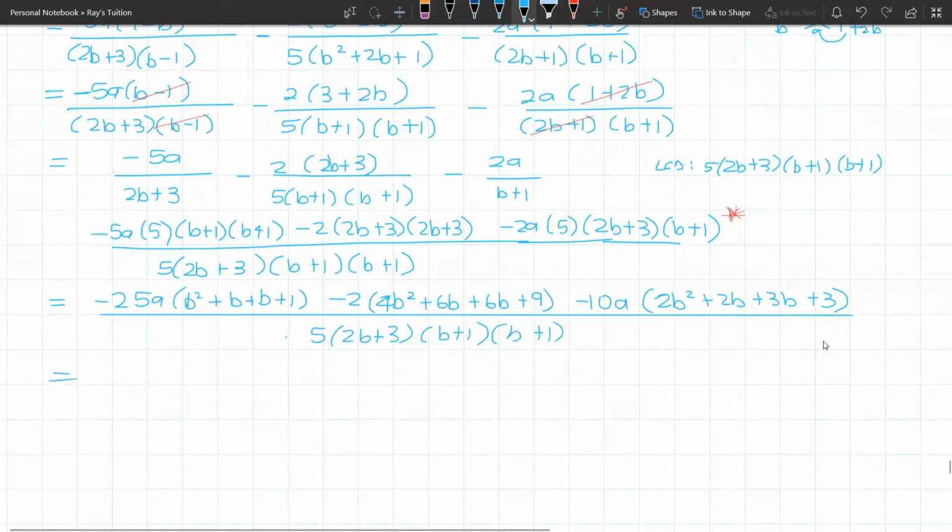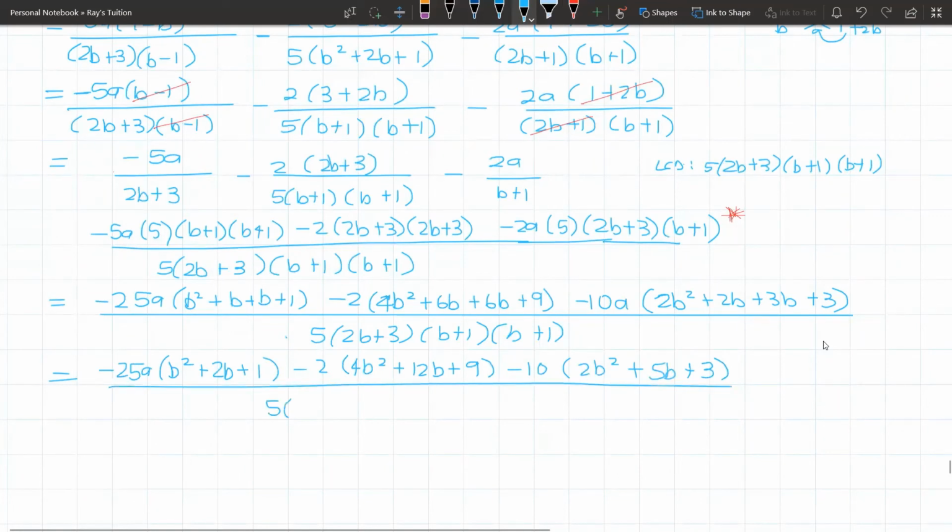Okay, so now let us simplify these ones in the brackets. So this is minus 25a. I'm going to simplify the brackets before I distribute, because it just gives me less to distribute to. So this here is b squared plus 2b plus 1, minus 2 times 4b squared plus 12b plus 9. And this is minus 10 times 2b squared plus 5b plus 3. Okay, all over 5, 2b plus 3 times b plus 1 times b plus 1. Okay, so now what we're going to do is distribute this to each of the terms inside the brackets using our distributive law.